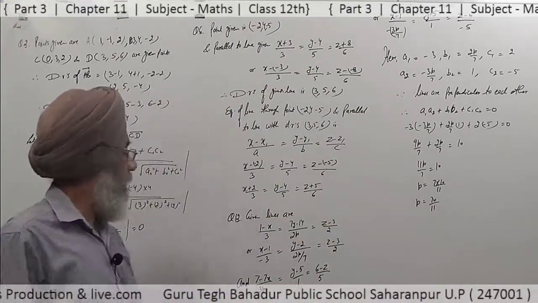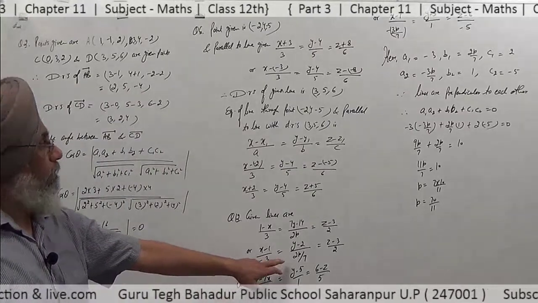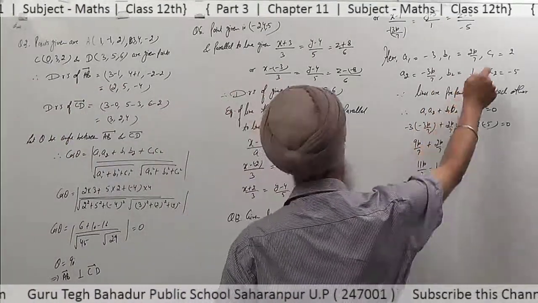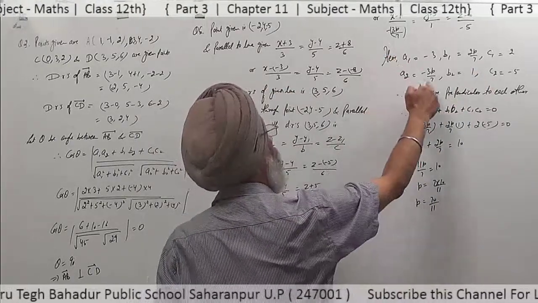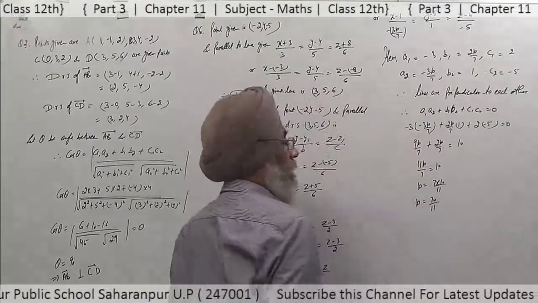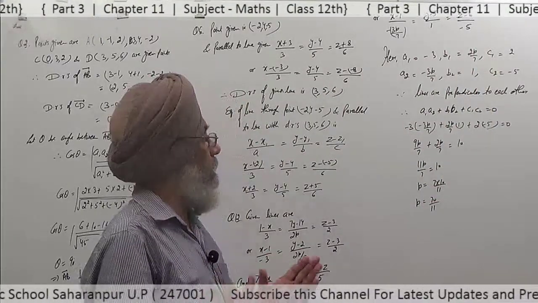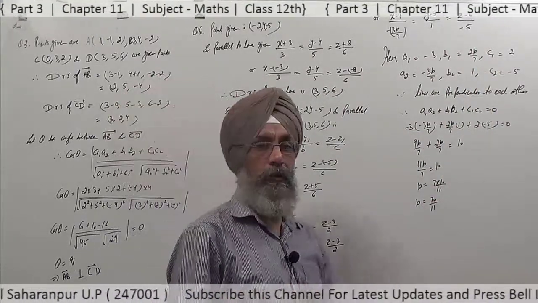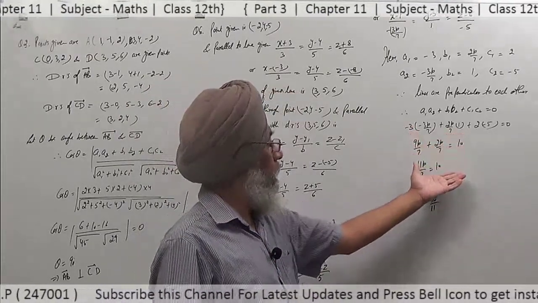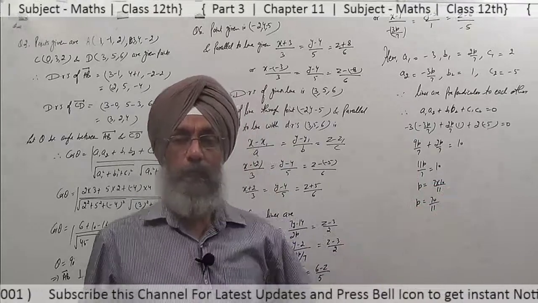Now you can say here a1 is minus 3, b1 is 2p upon 7, c1 is 2, a2 is 3p upon 7, b2 is 1 and c2 is minus 5. The lines are perpendicular to each other, which means a1 a2 plus b1 b2 plus c1 c2 is equal to 0. So placing the values here, we get the value of p as 70 upon 11.